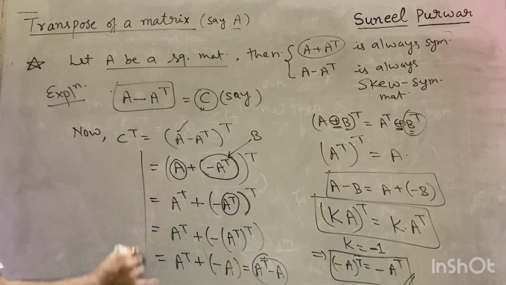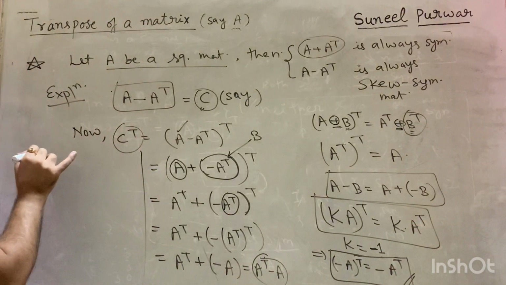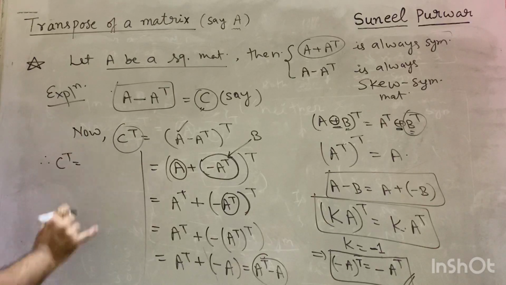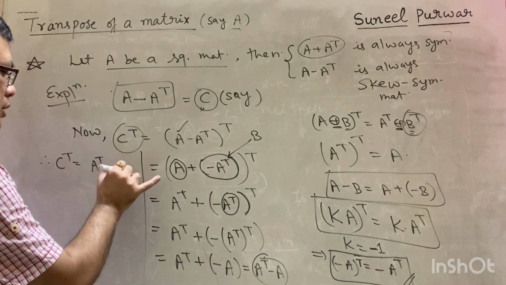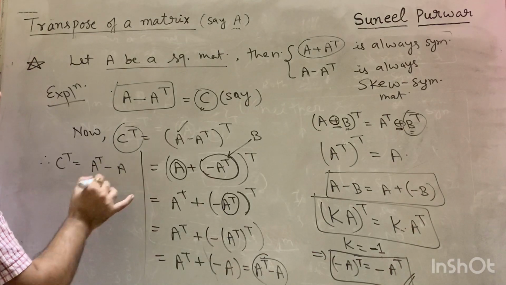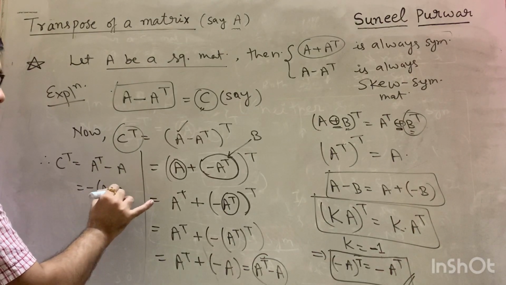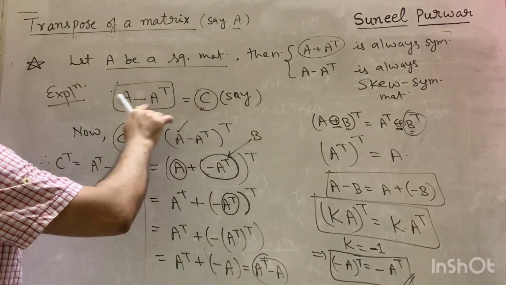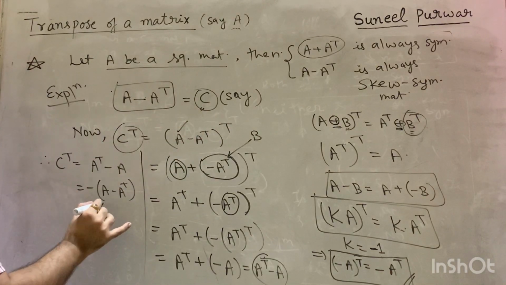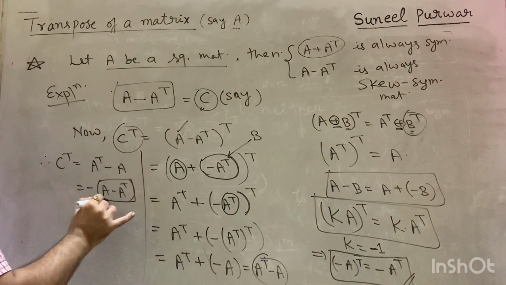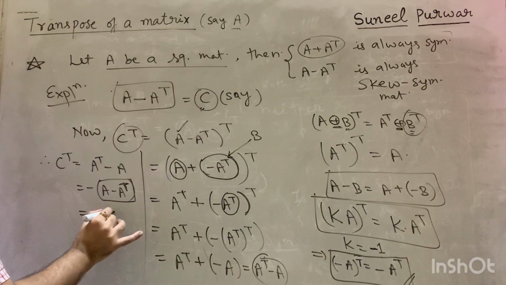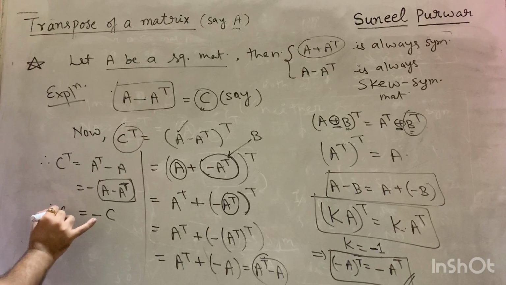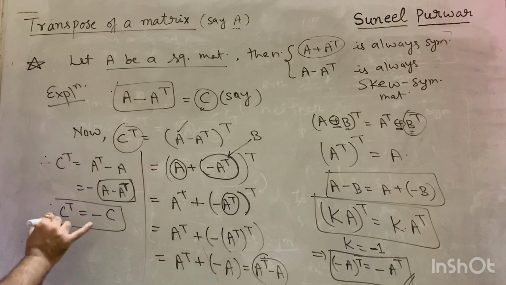Now let us look carefully. So this was C transpose. So what did C transpose come out to be? A transpose minus A. Take the minus sign common from here, so what will this become? A minus A transpose. A minus A transpose we called C. So this is nothing but minus of this. What is the name of this matrix? The name of this matrix is C. So this is nothing but minus C. So hence you see C transpose is equal to minus C.